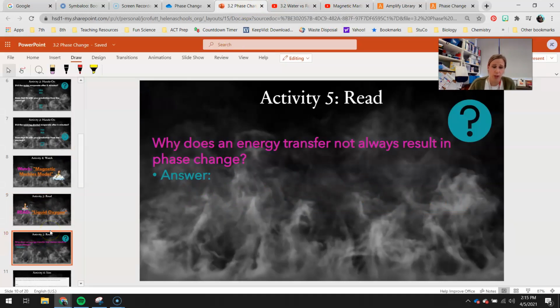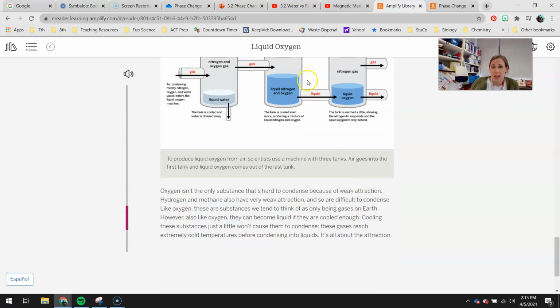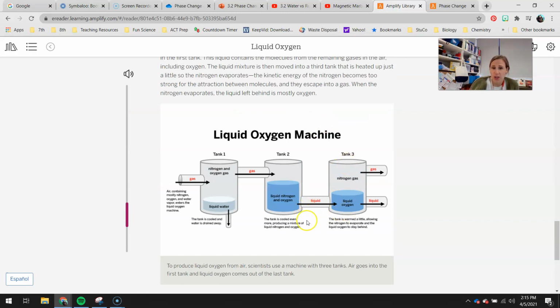Okay, so once you guys read that, I want you to answer this question. Why does an energy transfer not always result in a phase change? So if we look back at that diagram, for instance, right here, we have an energy transfer that turns the nitrogen liquid into a gas, but leaves the liquid oxygen as a liquid. So right here, they were both liquids, and a slight energy transfer changed the nitrogen into a gas, but left the liquid oxygen as a liquid.